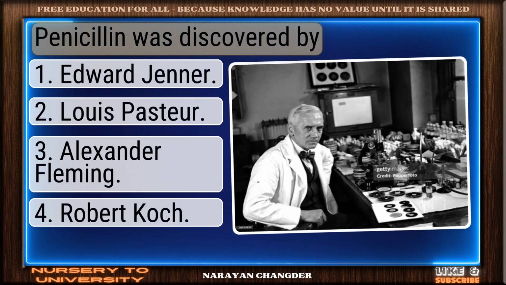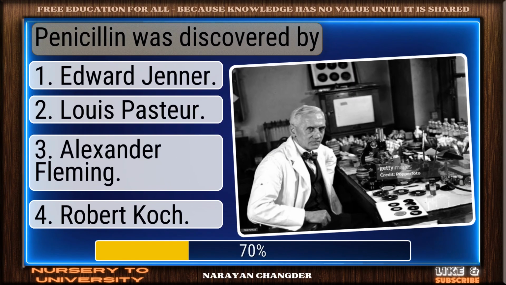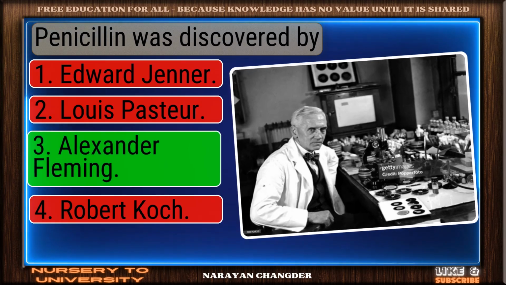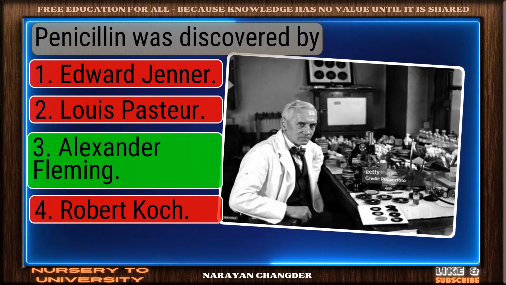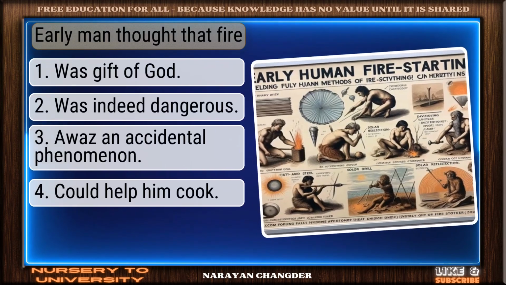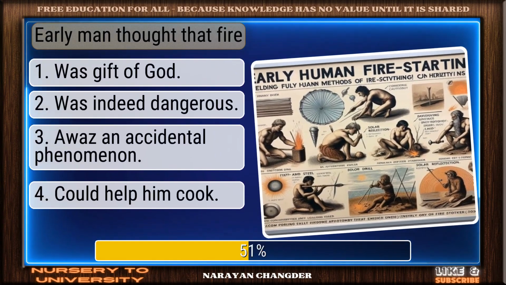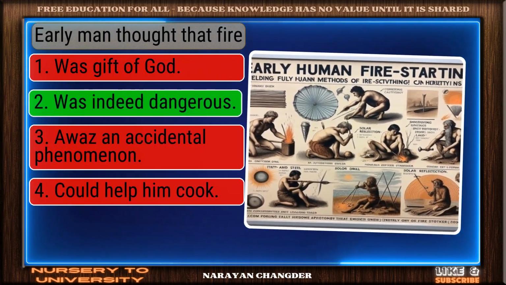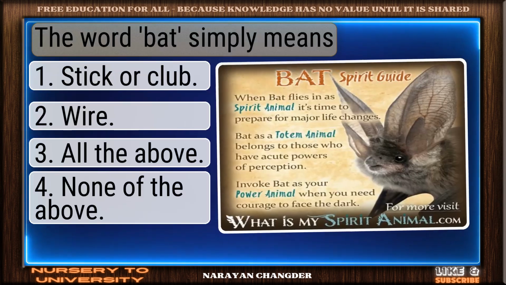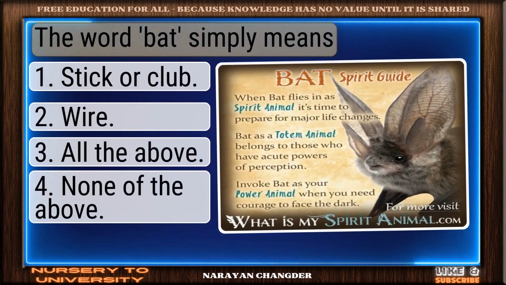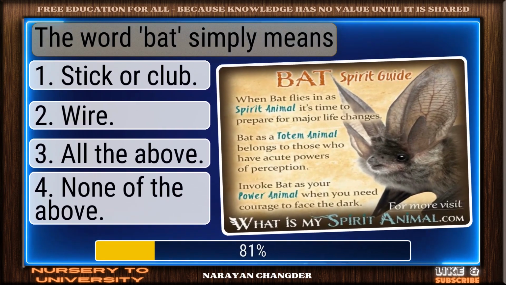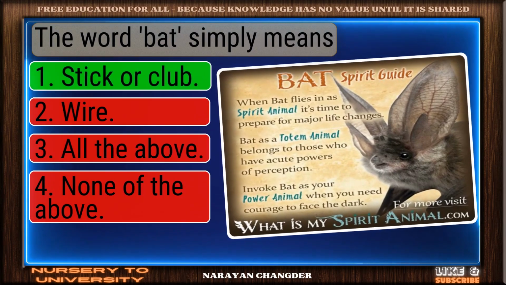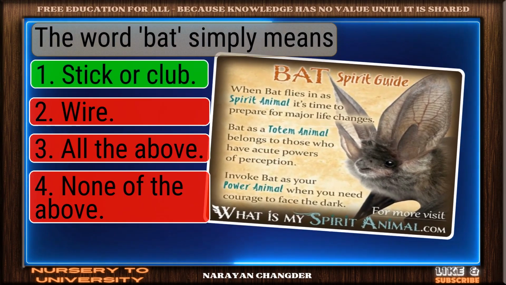Penicillin was discovered by. You're right. Alexander Fleming is the correct answer. Early man thought that fire. Nicely done. Was indeed dangerous is a solid answer. The word bat simply means. Well done. Stick or club is the right choice.